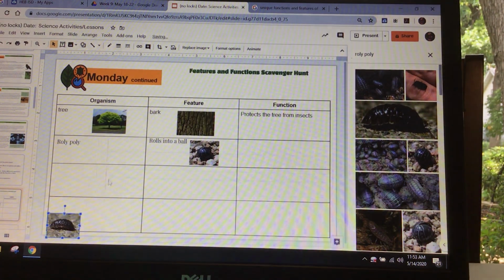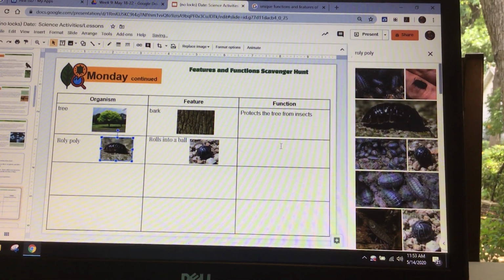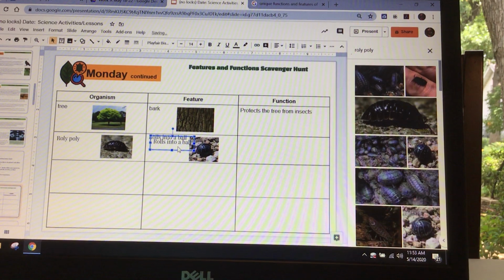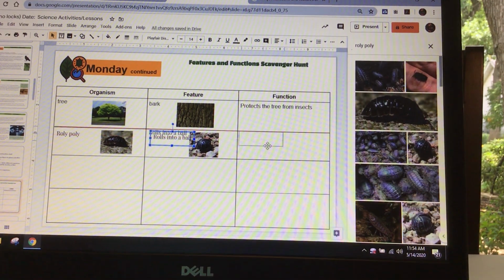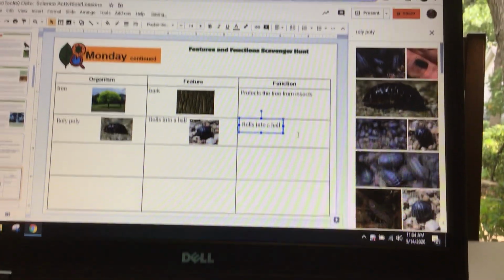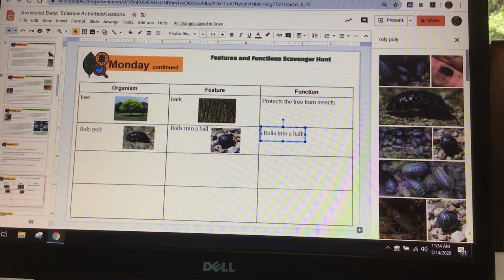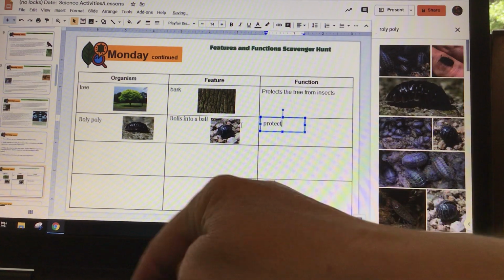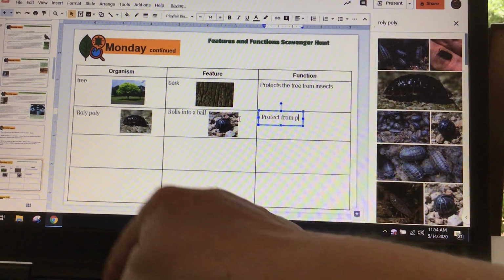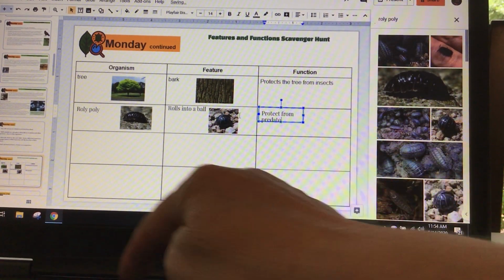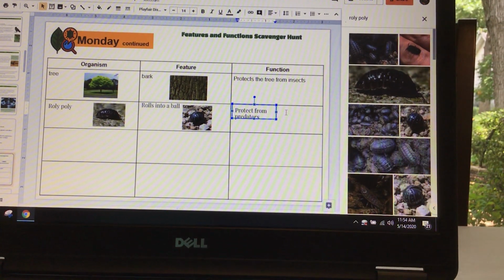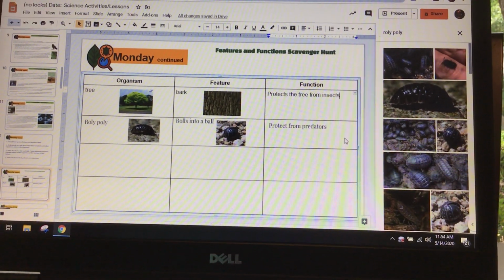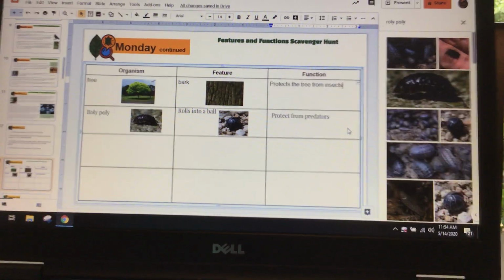All right, and then there's your roly-poly, and then typing in what's the reason that it does that, okay? Now, if you're not sure the reason that it does that, then feel free to research that, okay? And the reason that it does that is to protect from predators. All right, kind of like acting dead, kind of like an opossum. All right. And that would be my example. Now, not your example. You have to think of your own 3.